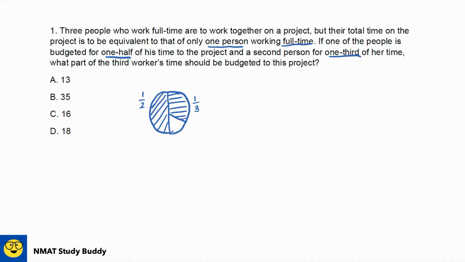So, yung hinahanap dito, sabi, what part of the third worker's time should be budgeted to this project? So, ito yung hinahanap, yung unshaded part nung pie natin. So, paano natin ito hahanapin? As you can see here, meron tayong isang buong pie or circle. Then, subtract natin yung mga fraction. So, minus 1/2, minus 1/3. So, yun na yung hinahanap nating time na binigay ng third worker for the project.